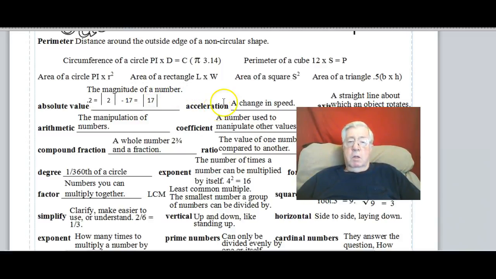Acceleration, a change in speed. Axis, a straight line about which an object rotates. Arithmetic, the manipulation of numbers. Coefficient, a number used to manipulate other values. Variable, a changeable value.